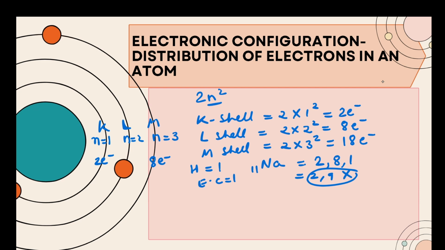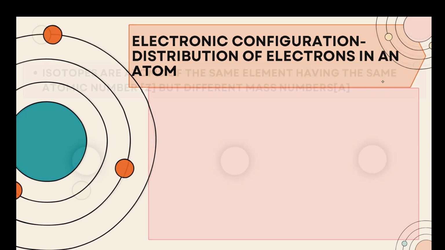And for first 20 elements, we have the simple filling of electrons. We don't consider the concept of subshell in ICSE. That you will study later on. So please be very clear on that.